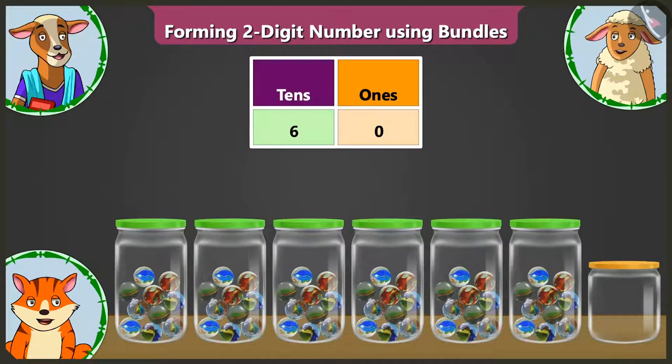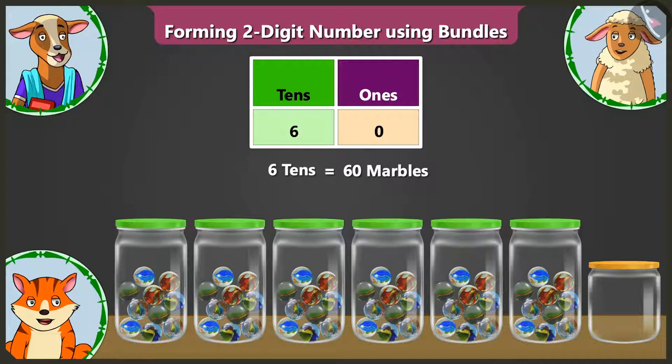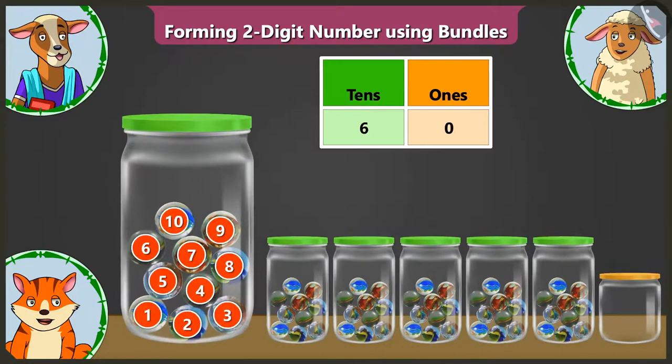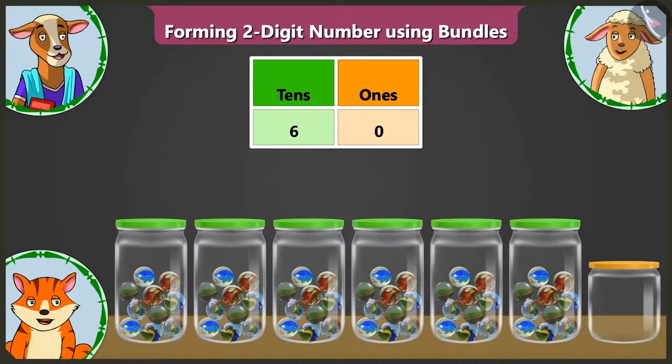Now, we have 6 in the tens box, which means 60. And 0 in the ones box, which means there is not even one marble there. So there are 60 marbles in total. Understood, children? A group of 10 objects is called one group of tens. Similarly, whatever is the number of groups you have, you have to write that number in the tens box. And when there is not even one object in the group, you have to write 0 in the ones box.